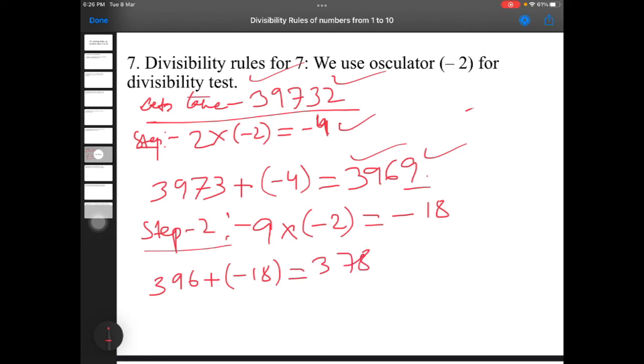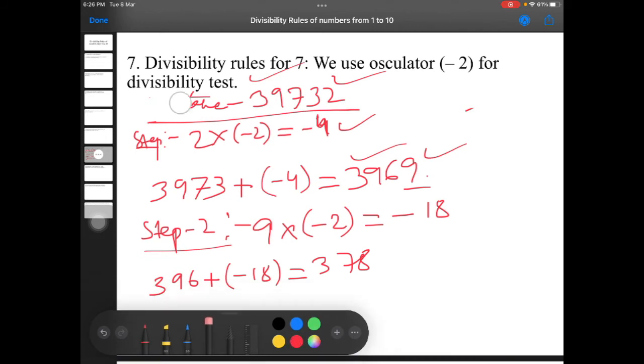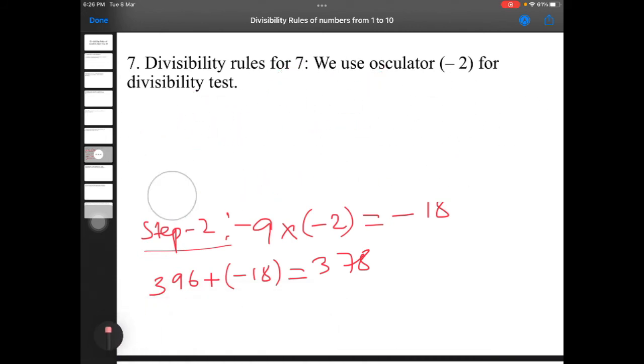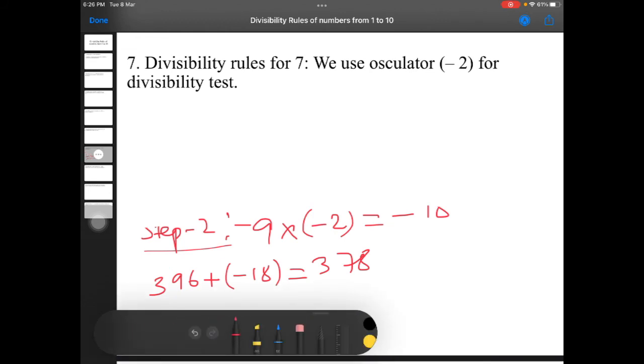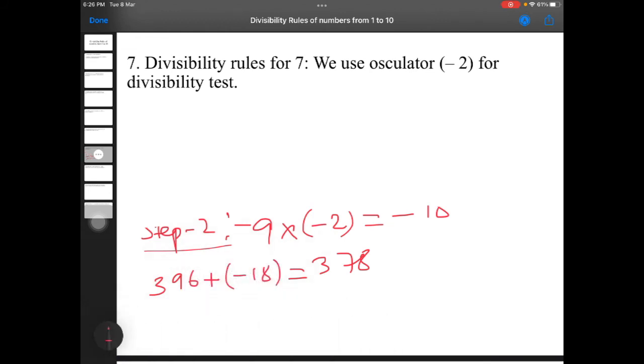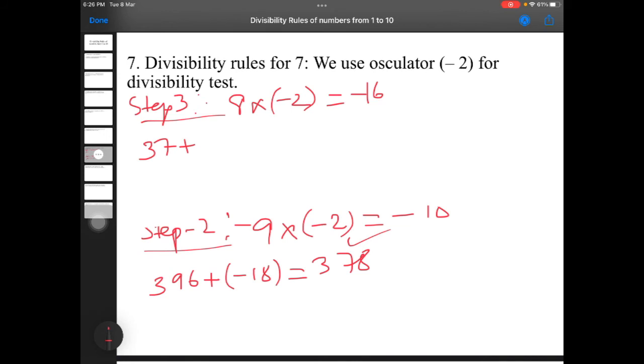Step 3: again we repeat the same. We separate the unit place of this number, which is 8. We multiply it by -2 and get -16. The remaining is 37, and we add -16 to it. So here we get 21.